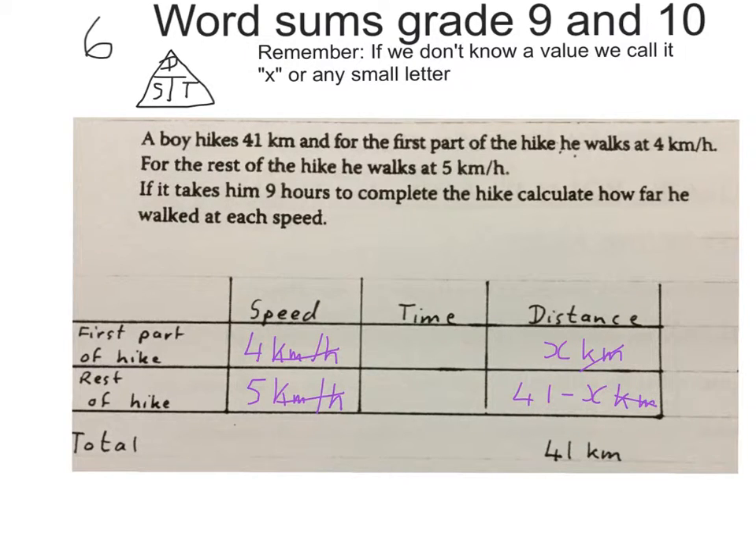Now back to this important triangle that we use for distance, speed and time. To find out the time he walked the first part and the time he walked the second part, we go distance divided by speed. We have the distance, I know it doesn't look like it, and we have the speed that we can see. So the distance divided by speed will give us the time, and we'll write it in here. So here it will be the distance divided by the speed, which is x over 4 hours, and here it will be the distance divided by the speed, which is 41 minus x over 5 hours.